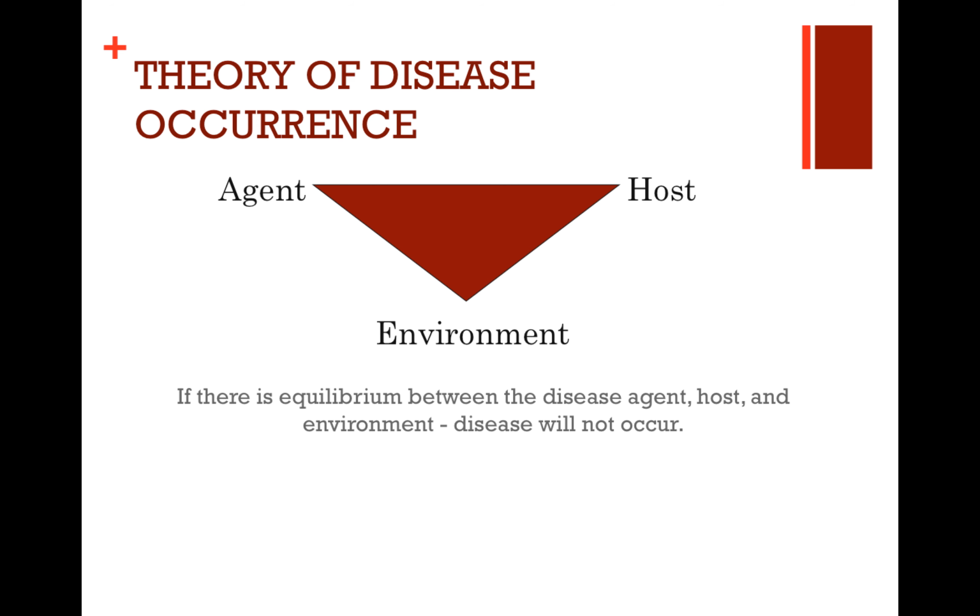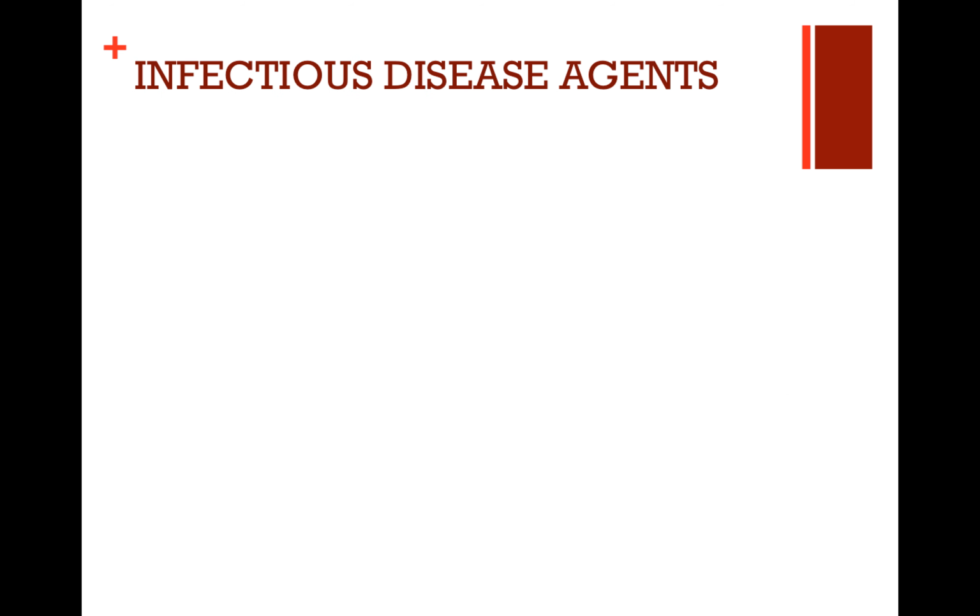And certain environment conditions can benefit the agent over the host. So in the summertime, it gets warm. There's lots of standing water that allows for the multiplication and reproduction of mosquito and the larvae in those standing water. So we get a higher population of mosquitoes. That increases the probability that those mosquitoes will carry West Nile. It also increases the probability that you will be bitten by a mosquito, which increases your risk of West Nile. So all of those things need to be in balance. And when they aren't, disease can occur.